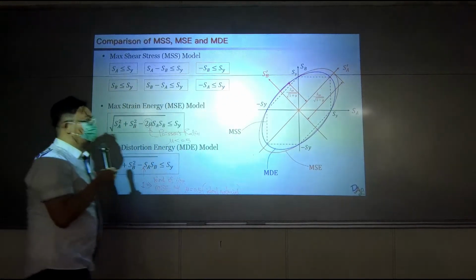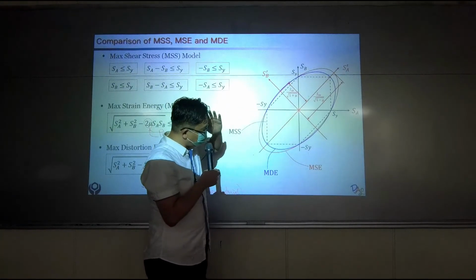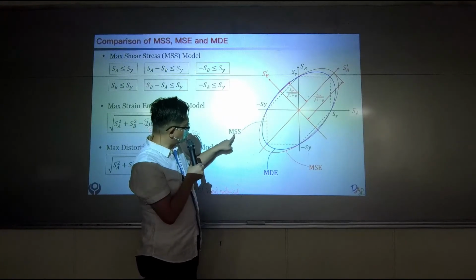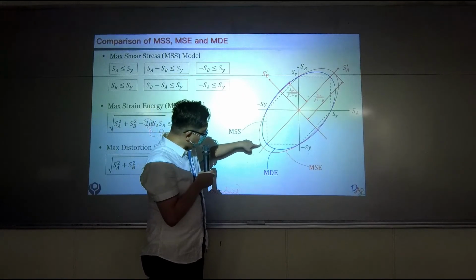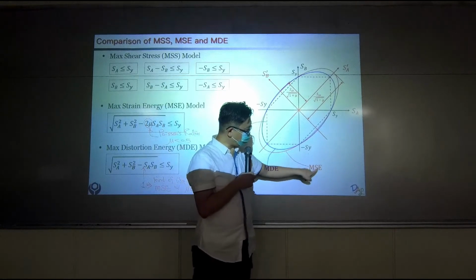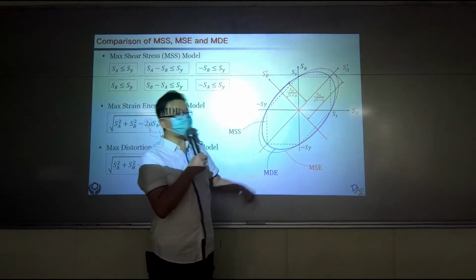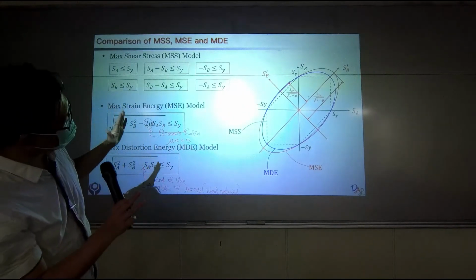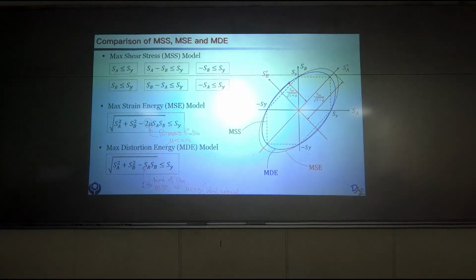In general, the smallest model, the model with the smallest design space, is the maximum shear stress model. The largest one, the most aggressive one, is the maximum strain energy model. In the middle, the maximum distortion energy model. Okay? So keep this image in your mind. Now, today I want to try to solve a problem.